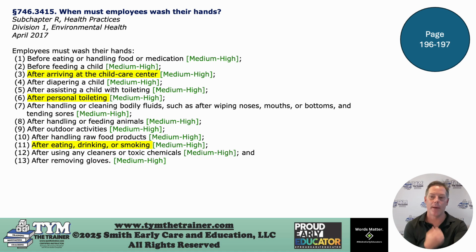3415 is going to talk about when caregivers and employees must wash their hands. So you've got 13 different times that adults must be washing their hands. What I have highlighted here on the screen are the most commonly missed items. So number 3, after you arrive at your center, when you come to work or when you return from your lunch break, the very first thing you should do is wash your hands, okay?